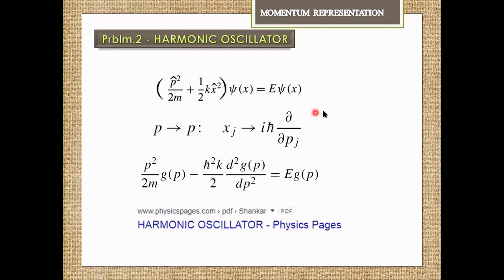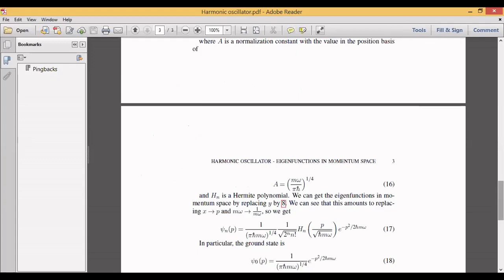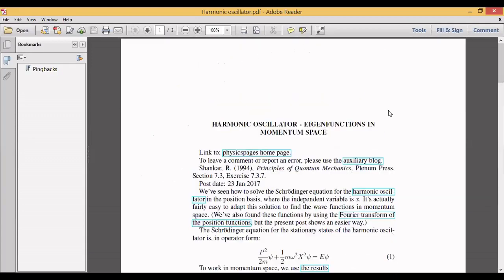So coming to H psi is equal to E psi. Here operator P square, we have to keep it as P square by 2m, G of P is the wave function in momentum space. Then instead of operator x square, we have to use the square of this i h cut d by dP the whole square, therefore minus h cut square k by 2 d square G of P by dP square is equal to E G of P. So the solution for this can be obtained in so many ways.